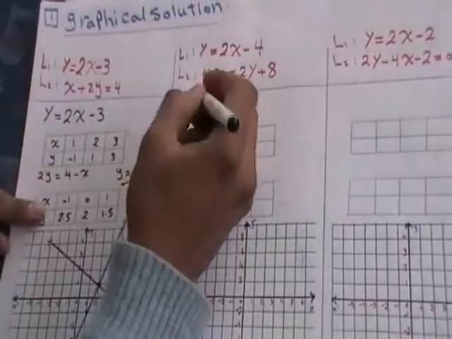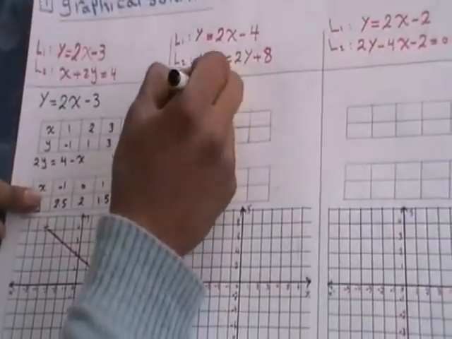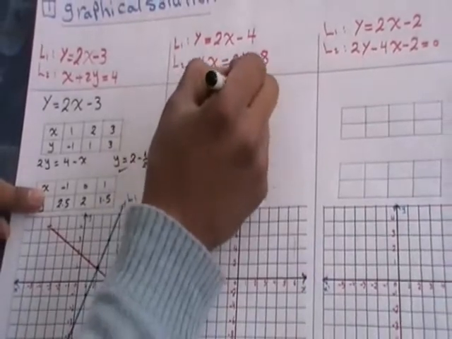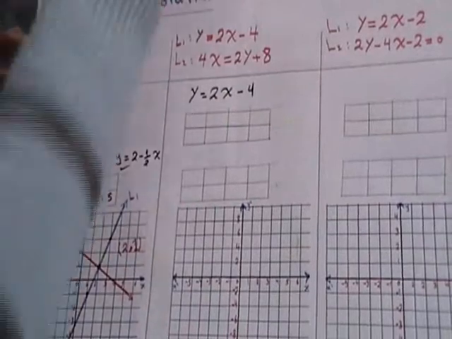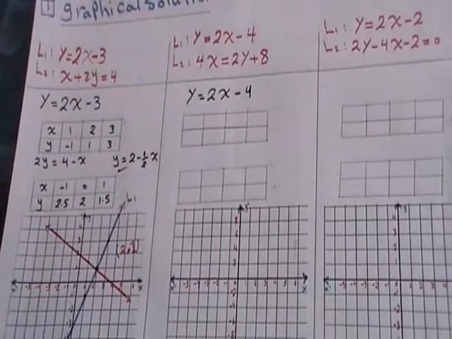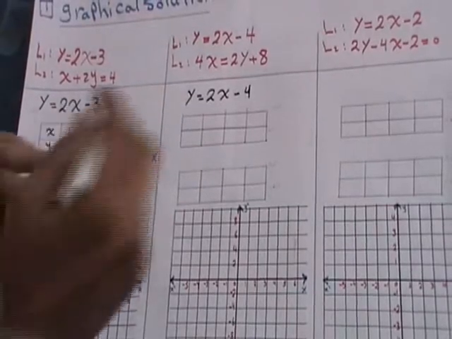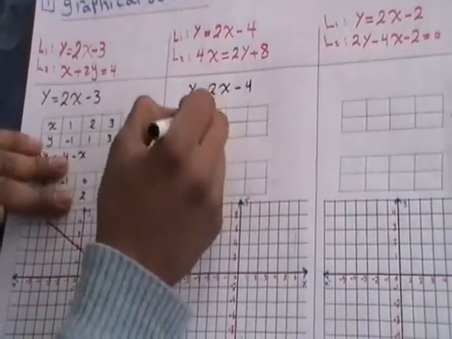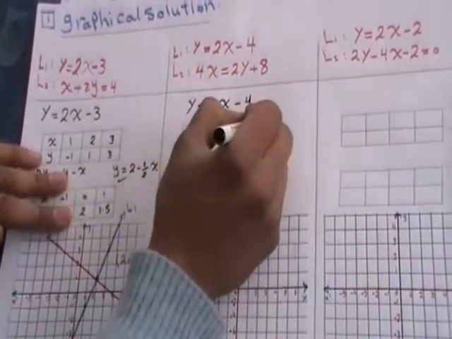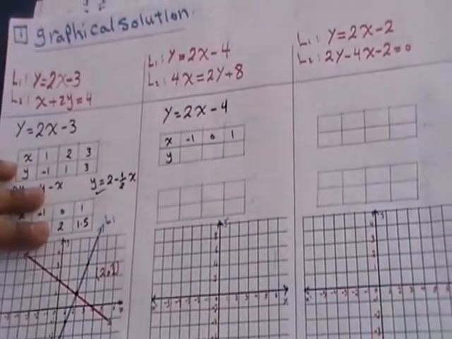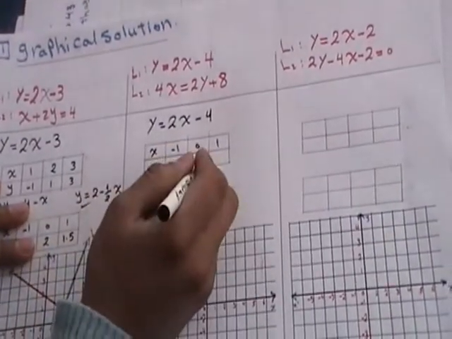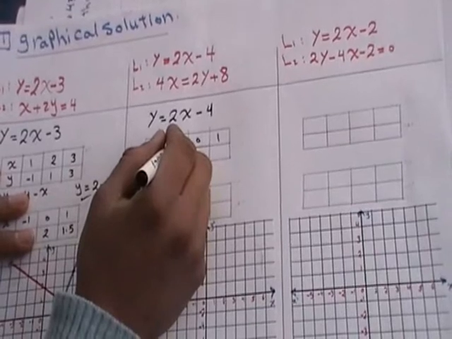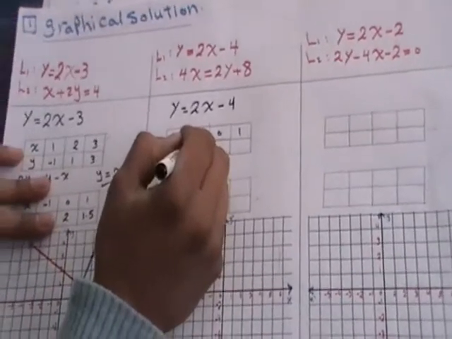I have the first equation, y equals 2x minus 4. As we said in the first example, you must suppose some values for x, then get the resulting values for y. We have x and y: -1, 0, and 1. As we said, take some values that are near to 0, like -1, 0, and 1. Substitute for the value of x, then notice the value of y.